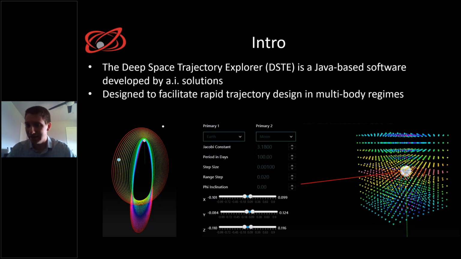Another big focus is that DSTE is not only capable of parsing through these data sets, but also generating them on the fly for you. So I can come into DSTE and not know anything about how to create a near rectilinear halo orbit, but maybe I know that's what I want to look at, and DSTE can generate a variety of orbits like this. That's our big focus: allowing you to do this very quickly and get a lot of your engineering cycles in, even when you don't necessarily know exactly how to generate that yourself.